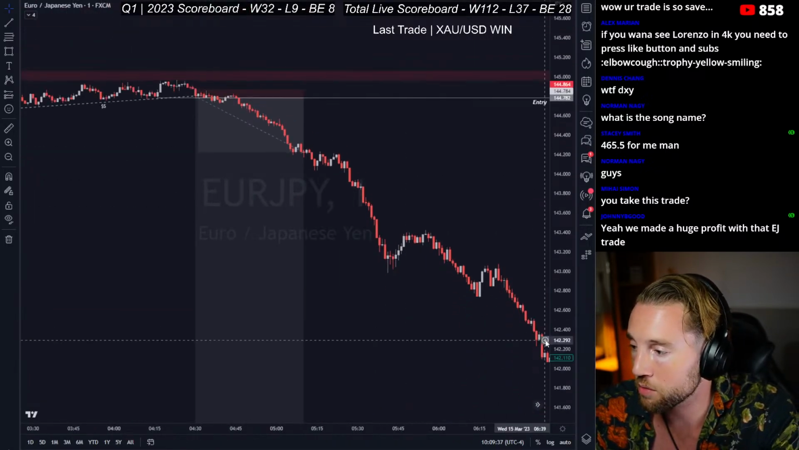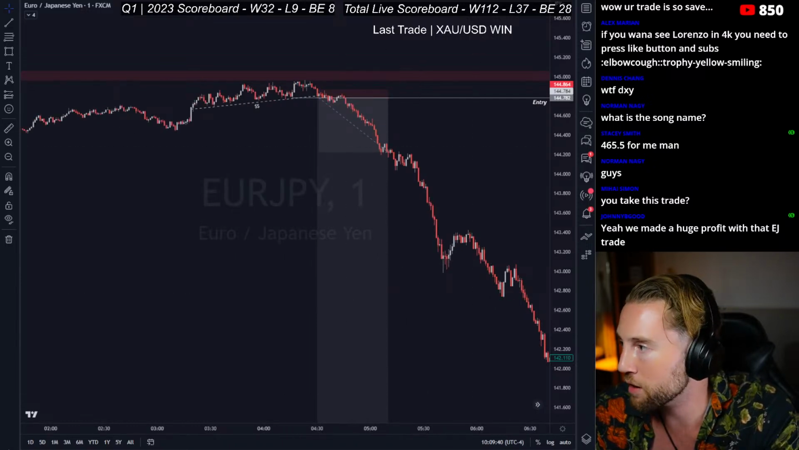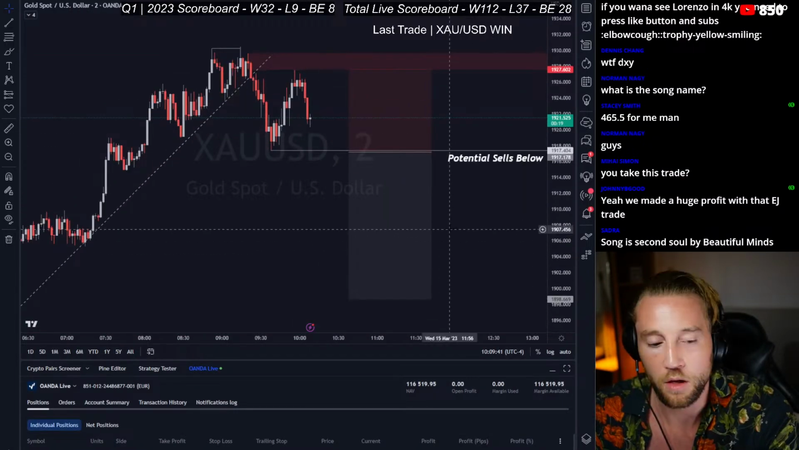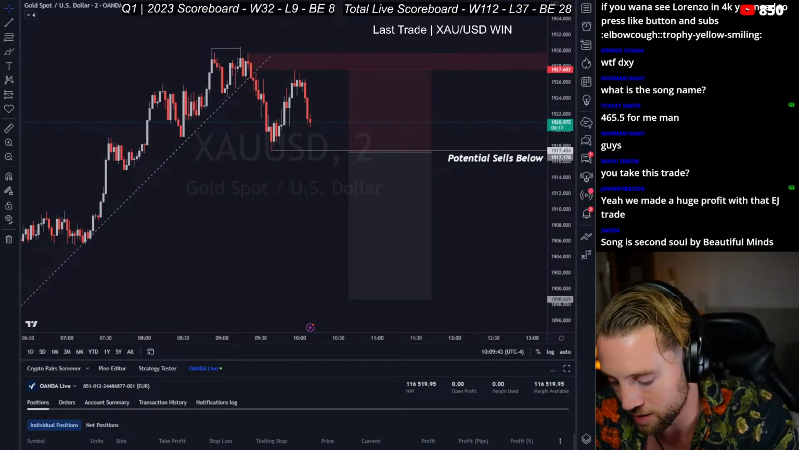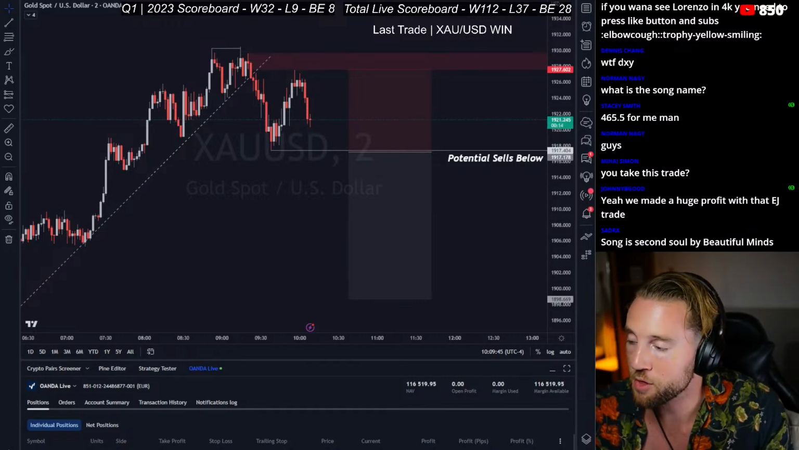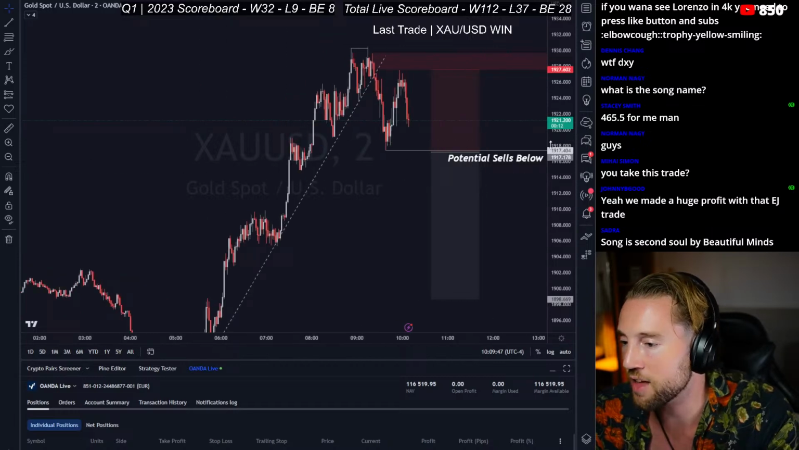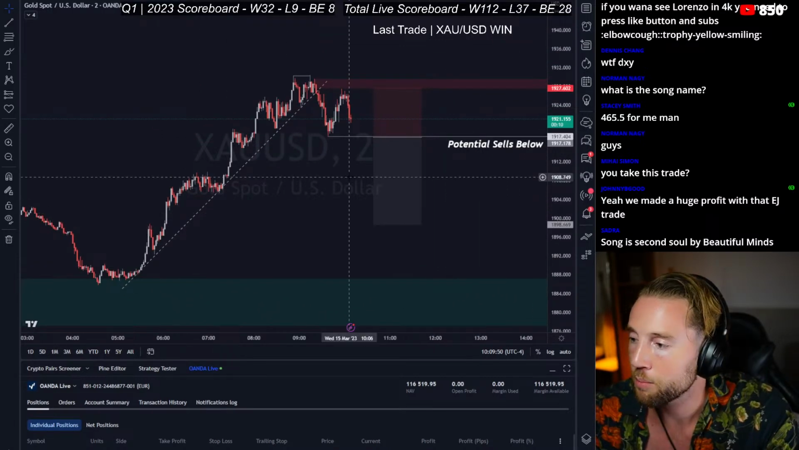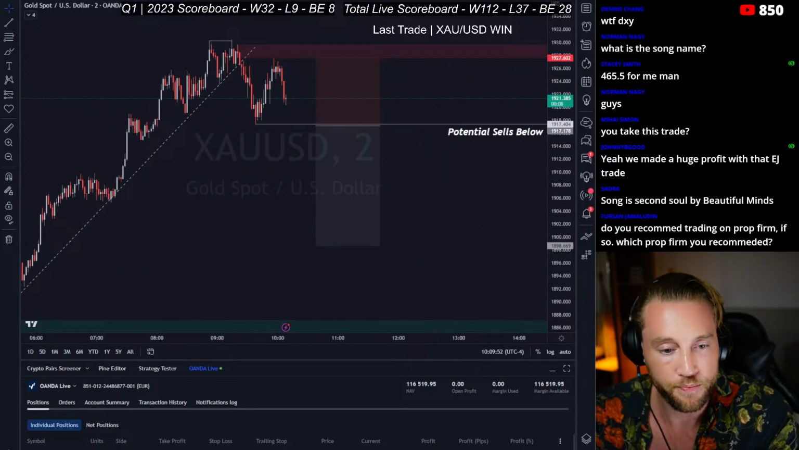The biggest trade of the... By far the biggest trade of the quarter so far. Massive reaction. Similar setups as these. You know, it's not the same, but it's kind of the same strategy.